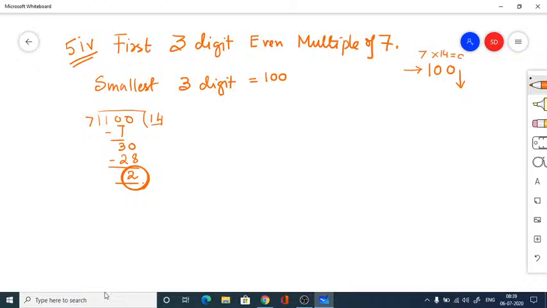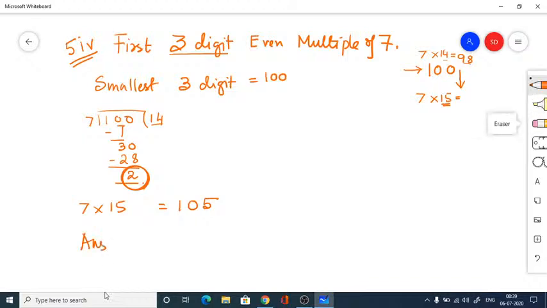So that means 98. Now I have to find the multiple which is after 100. So obviously it should be 7 into 15, isn't it? Because 7 into 14 is 98, only 2 short of 100. I want a 3-digit multiple. So if 14, the next multiple is 15. So you find out what is 7 into 15. 7 into 15 is equal to 105.